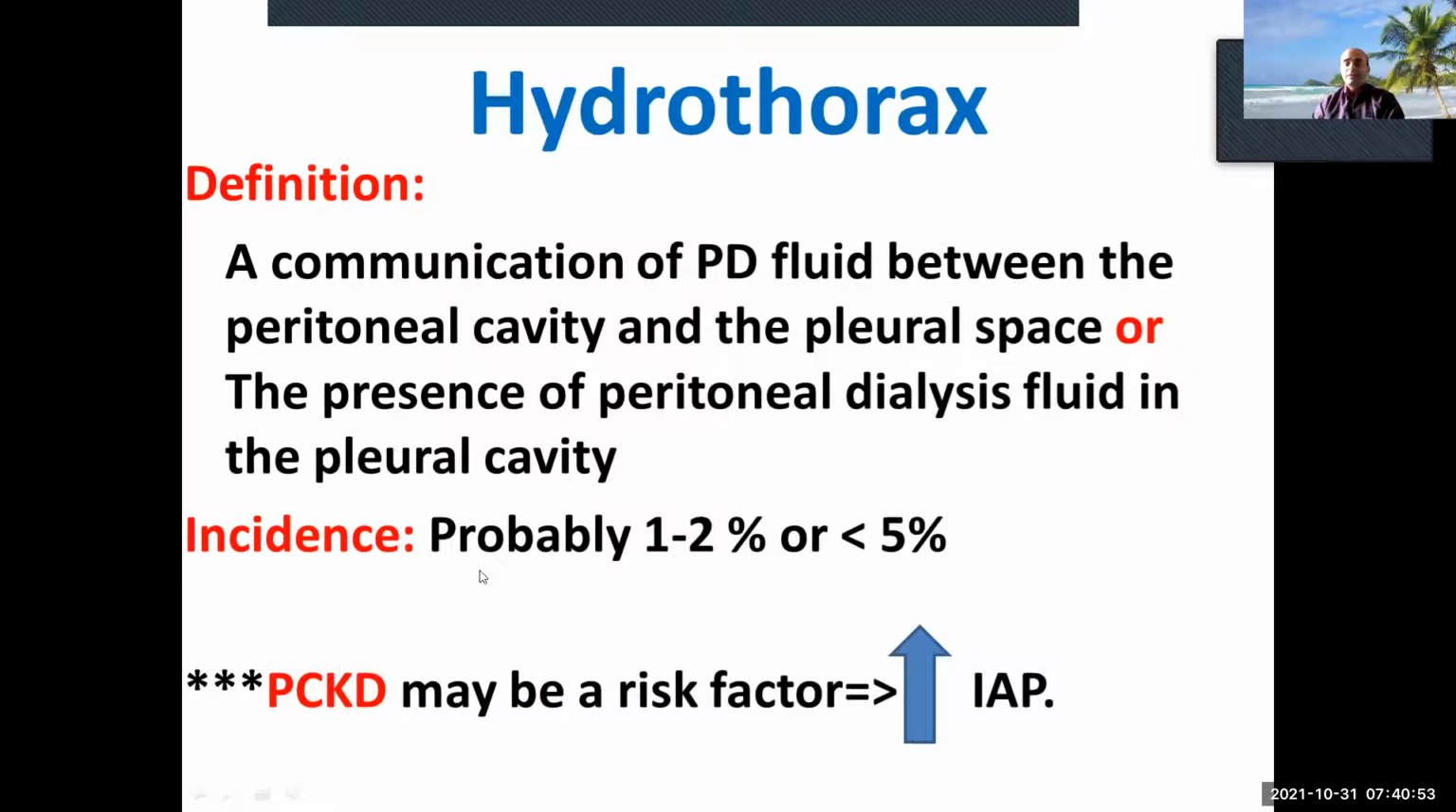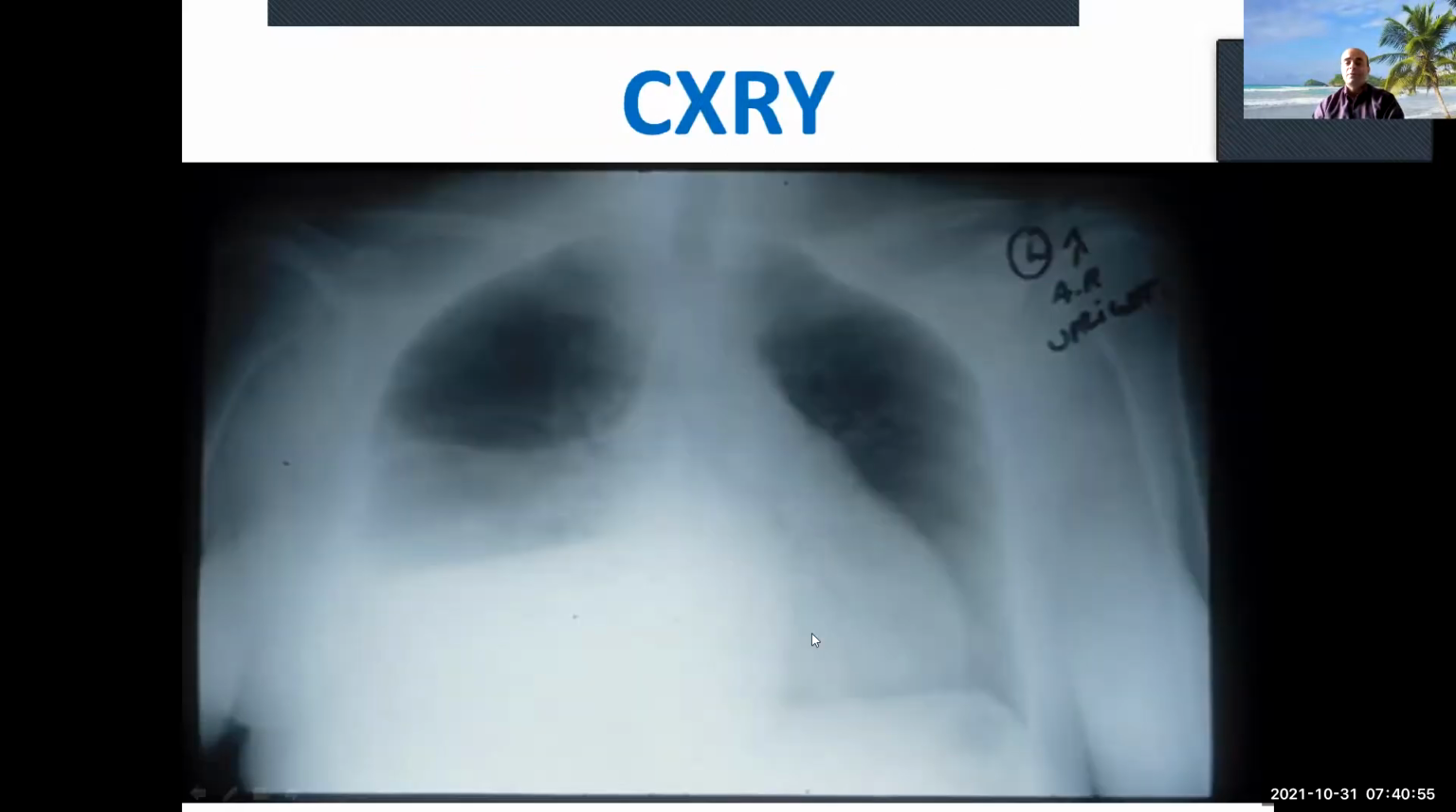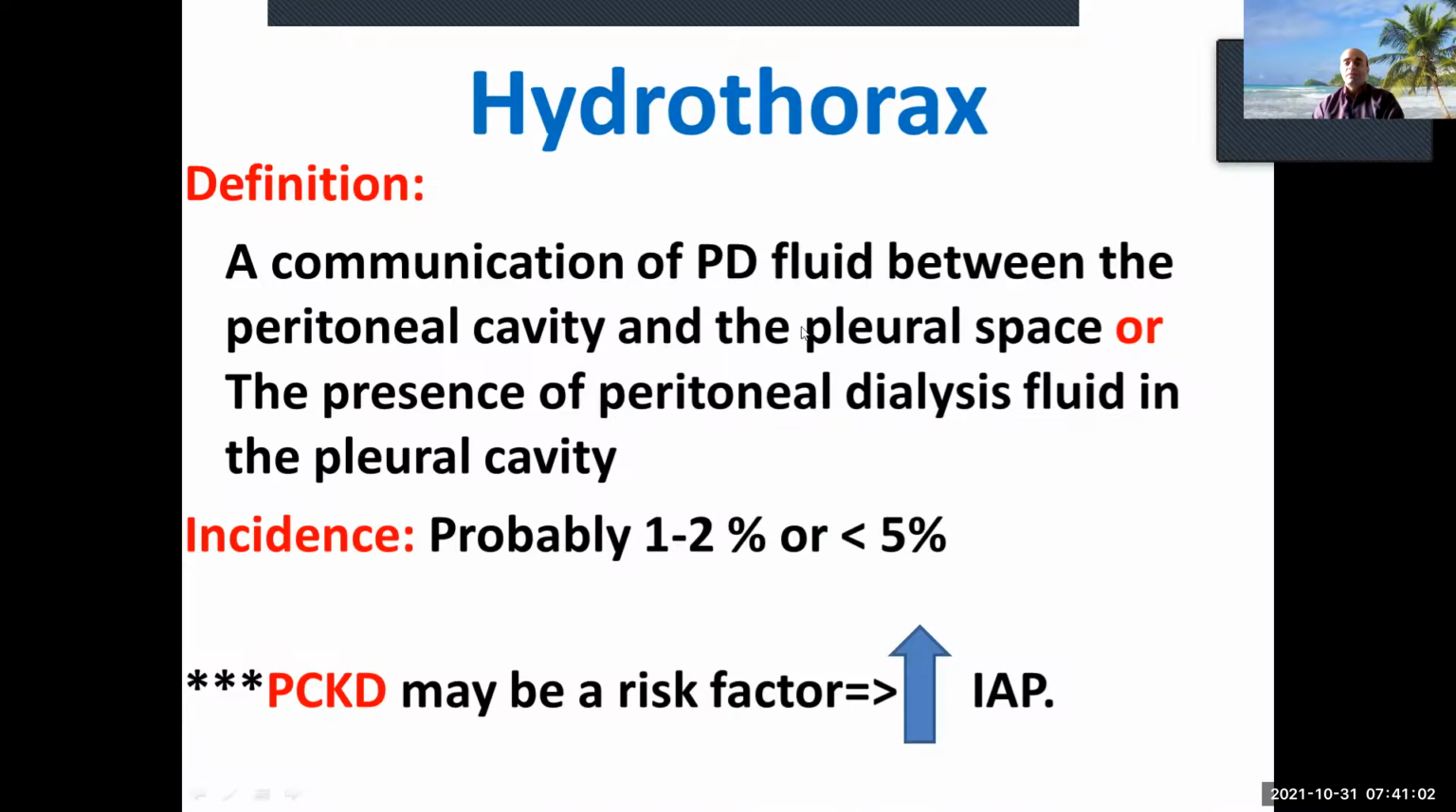What do we mean by hydrothorax? This happens when we have communication between the peritoneum, the diaphragm, and the pleura. This is the communication of the PD fluid between the peritoneal cavity and the pleural space, or the presence of peritoneal dialysis fluid in the pleural cavity. This is the definition of hydrothorax. What is the incidence? The incidence is around 1 to 2%, or less than 5%.